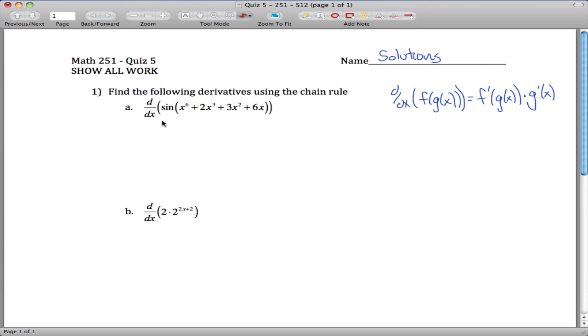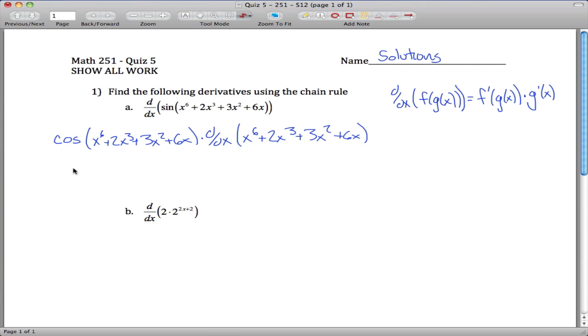So here my f of x is sine of x and my g of x is x to the 6th plus 2x cubed plus 3x squared plus 6x. This is polynomial. So I can take this derivative as this is cosine, because the derivative of sine is cosine, of x to the 6th plus 2x cubed plus 3x squared plus 6x times the derivative of that whole mess, x to the 6th plus 2x cubed plus 3x squared plus 6x.